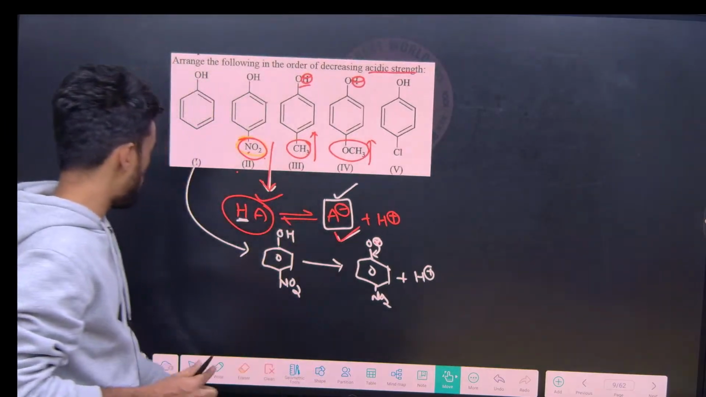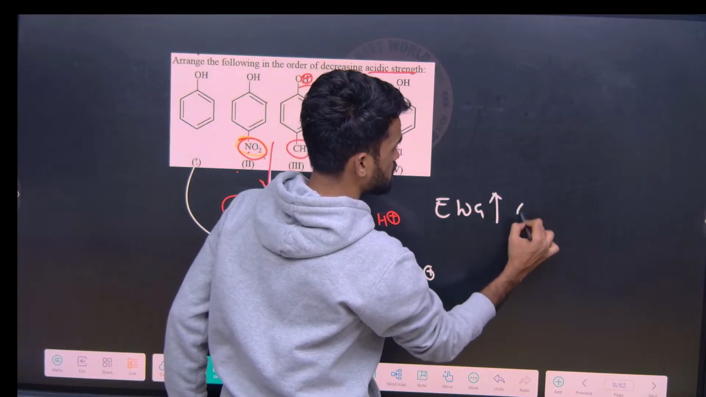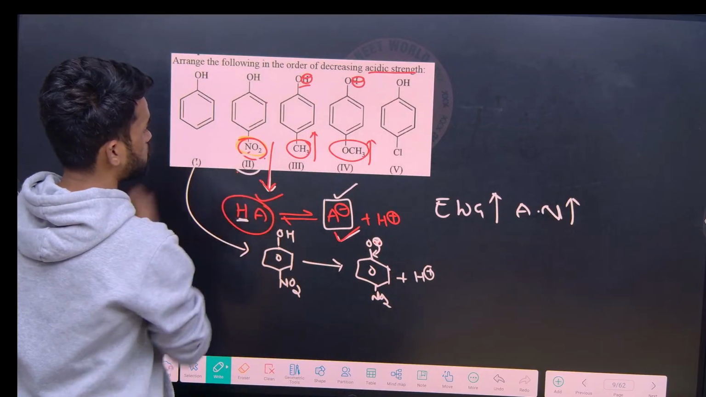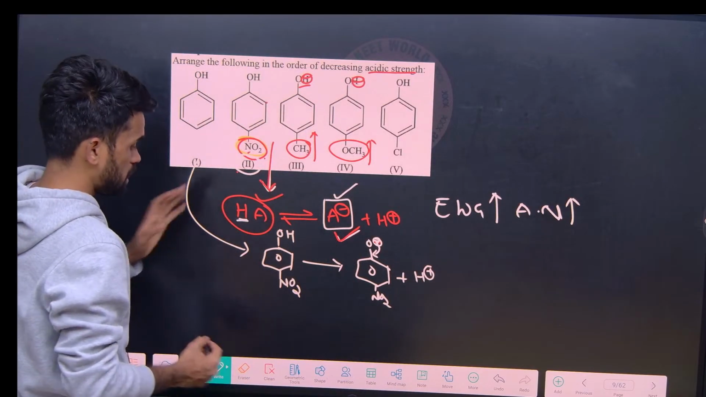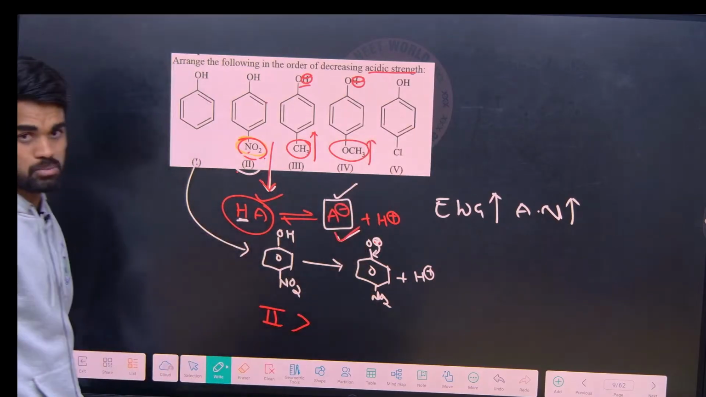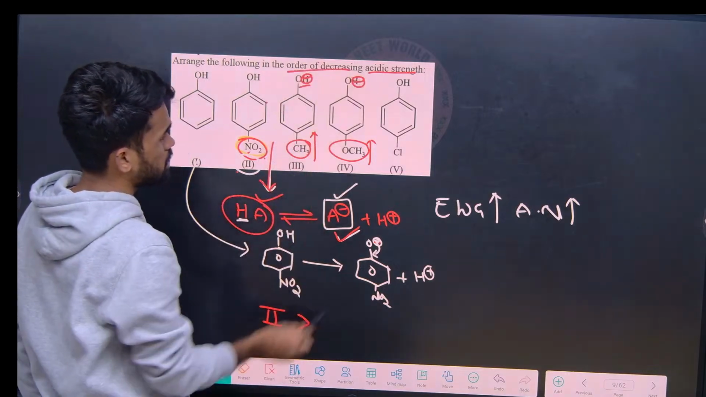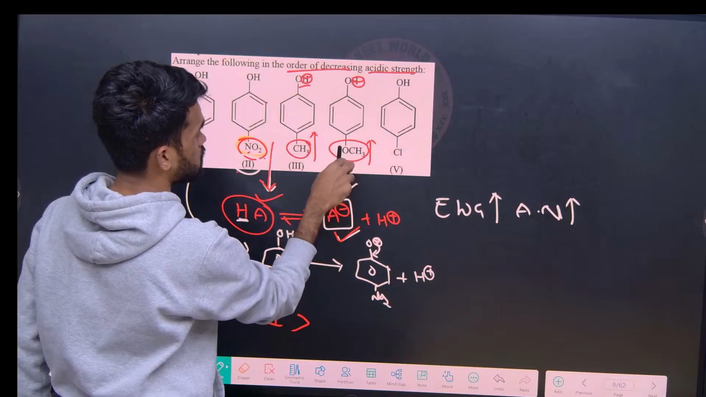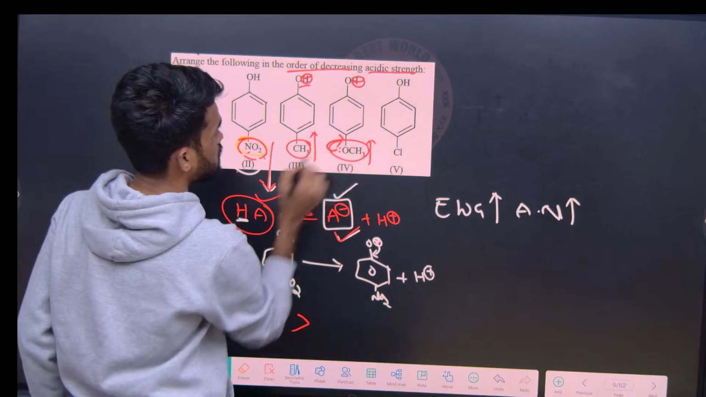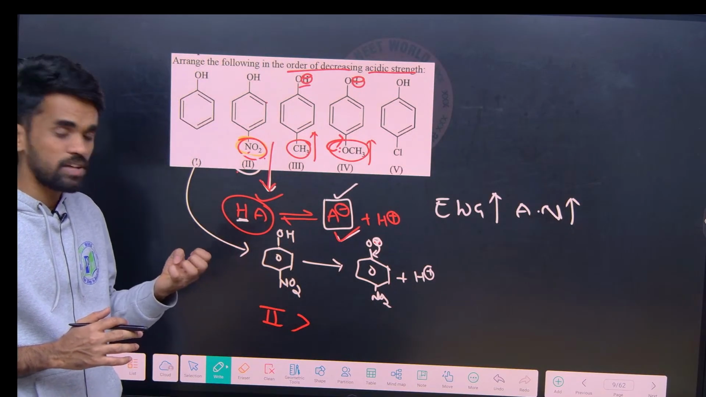So simply you can remember, electron withdrawing groups increase acidic nature. So where do we have it here? Option 2 has an electron withdrawing group, no? Therefore that will be more acidic compared with the remaining options. And after this they are asking about the order. OCH3 has lone pair electrons, no? So it shows the mesomeric effect, with releasing nature. If it is releasing, then its acidic nature is very low.